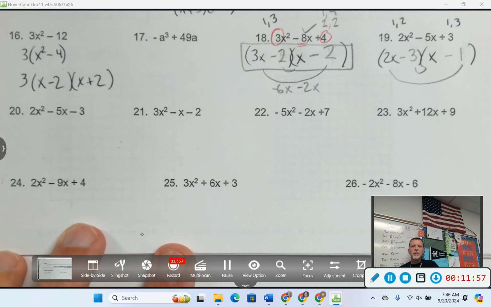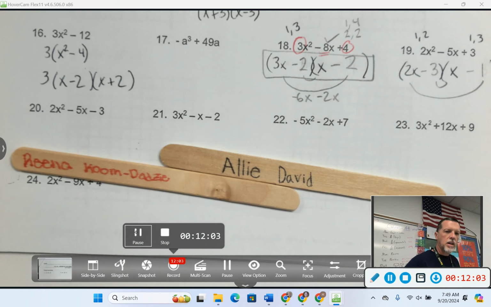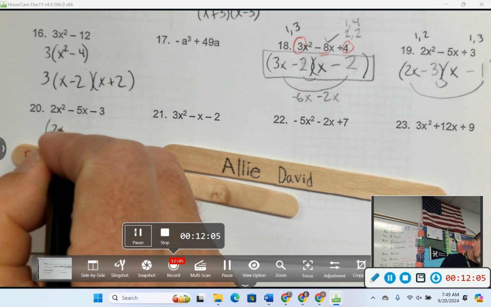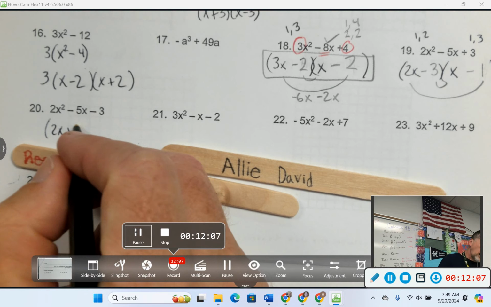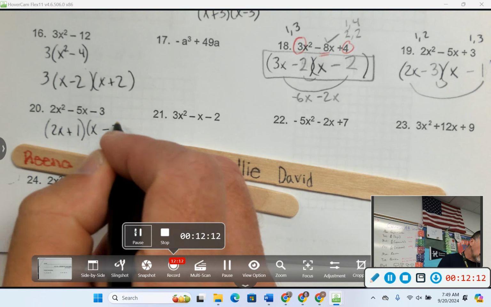20 looks similar, but the sign is different, so that's going to mess things up. Let's do that. So try 20 and 21. Figure out. 2x, what did you say? Yeah, let's see.